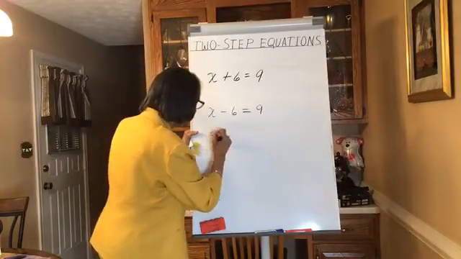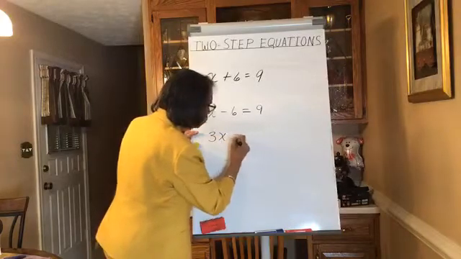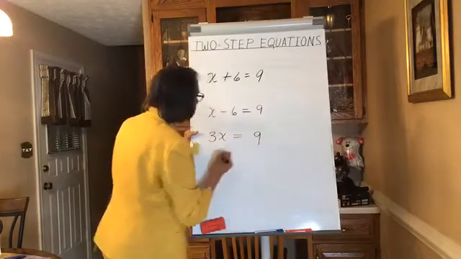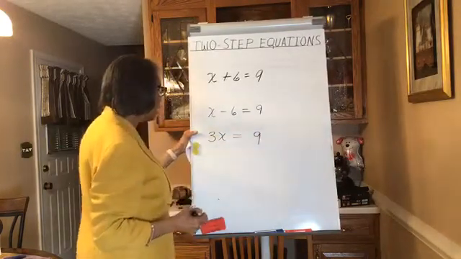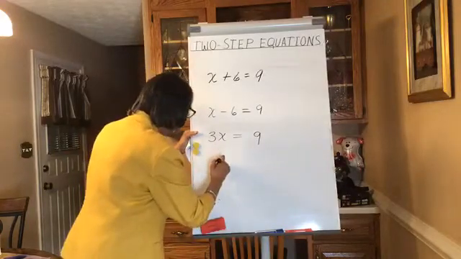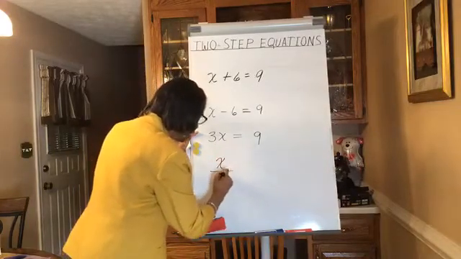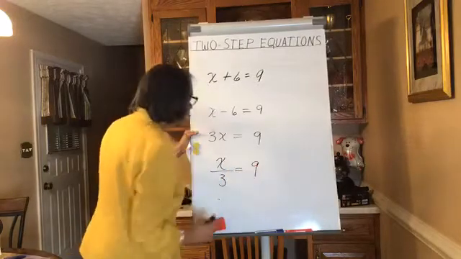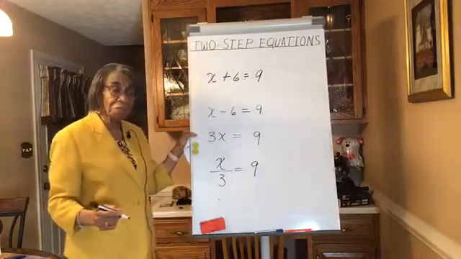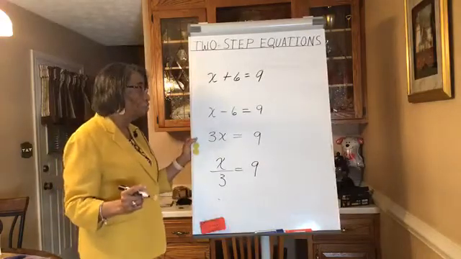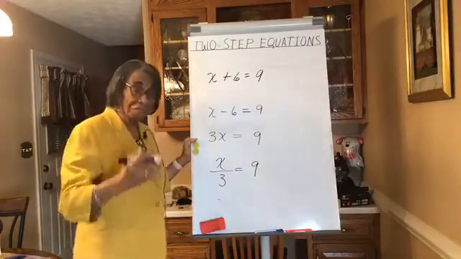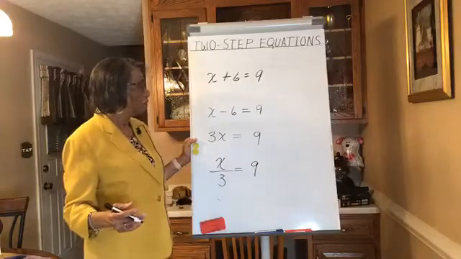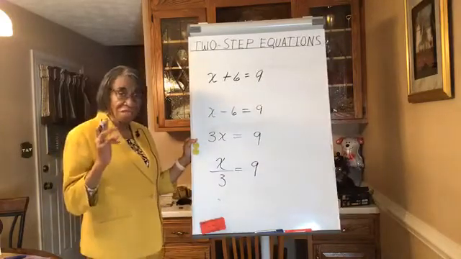Three times x equals 9. And let's do x divided by 3 equals 9. All right, keeping the numbers simple so that you can show me that you understand the process. All right, so it's one step.